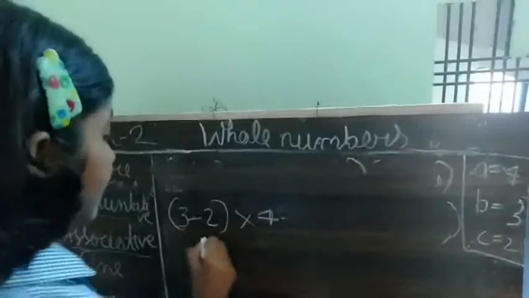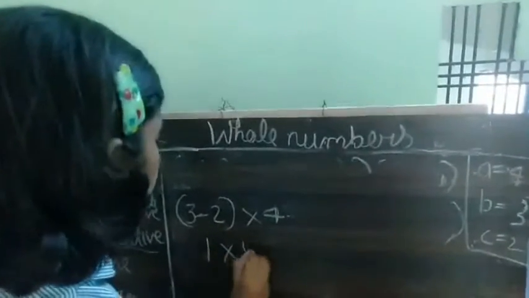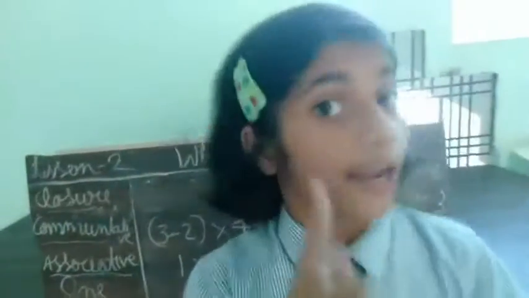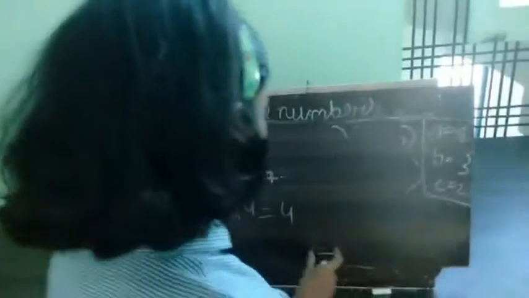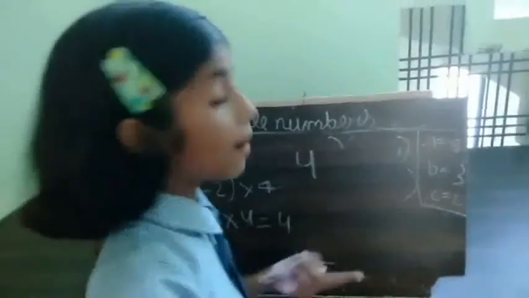Now we will solve it. 3 minus 2 equals, of course, 1 into 4. The answer is 4. In our A method the answer is 4, and in our B method the answer is also 4. Means from any method our answer comes out equal.